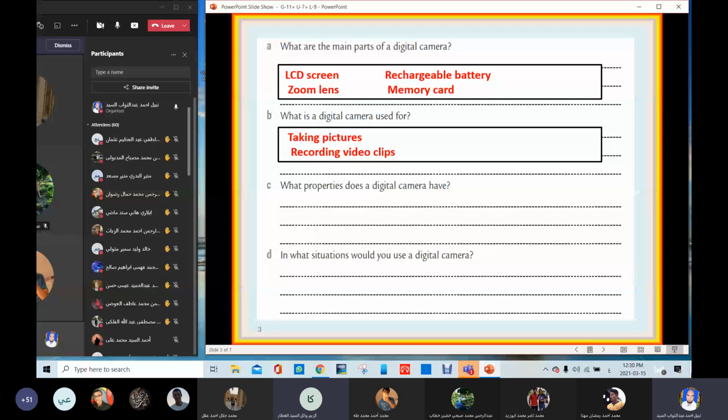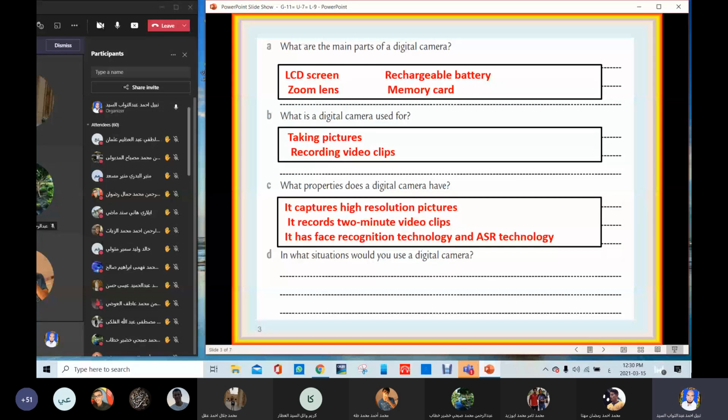It has face recognition technology. Excellent. Very good. Thank you so much, Karim. Okay. So here, it captures high resolution pictures. It records 2-minute video clips. It has face recognition technology and ASR technology. ASR is an abbreviation for Advanced Shake Reduction.